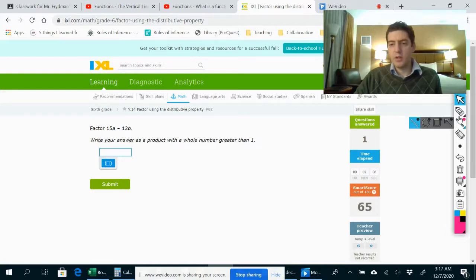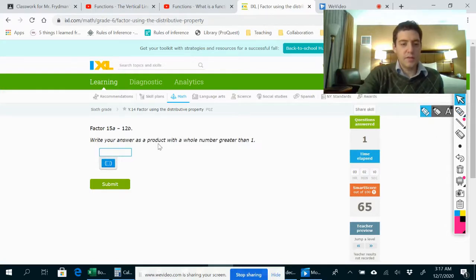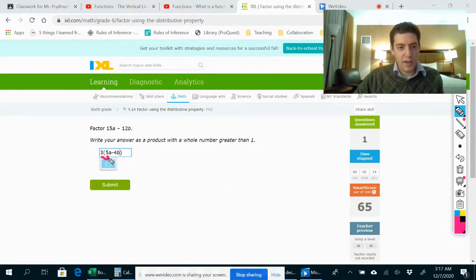15a minus 12b. Okay, so the greatest common factor between 15 and 12 is 3. And 3 times what would give us 15a? That would be 5a. And minus 3 times what would give us 12b? That would be 4b. Right, let's just check that. 3 times 5a, 3 times 5 is 15, and then we have the a there, so that's good. And then minus 3 times 4 is 12, and then tack the b on there. Okay, so that should be correct.